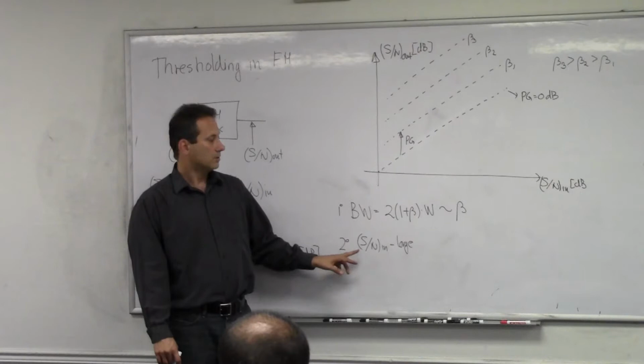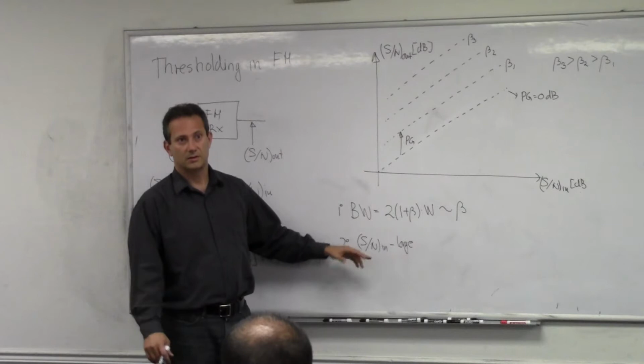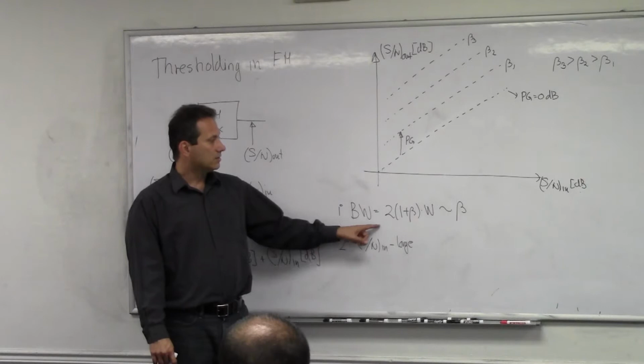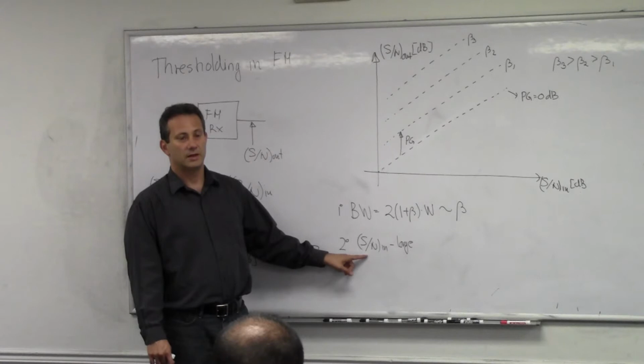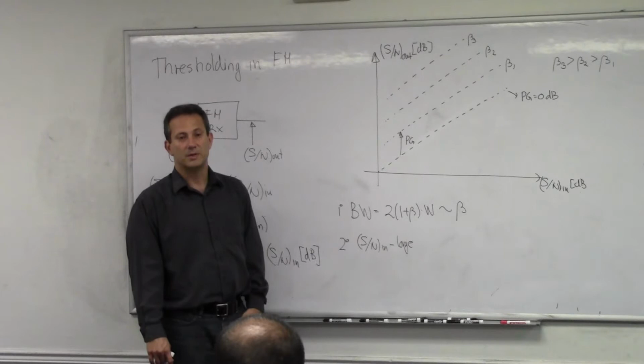Bandwidth increases, the noise increases, signal stays the same, right? Because the signal power is whatever the signal power is. So as you start increasing beta, this assumption becomes weaker and weaker, right? And at some point, you cannot make that assumption anymore. Your noise might become as strong as your signal.